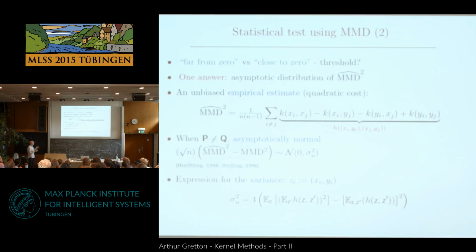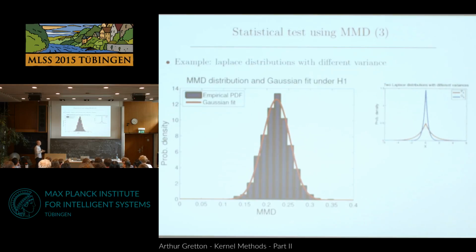If I repeated my experiment many times, so I've got my samples from P and Q, I compute the distance, I repeat it, then what would my histogram of distances look like? Well, it would be distributed according to a Gaussian distribution whose mean was the population distance, like the infinite sample limit distance of P and Q, and whose variance is this expression here, which is a function of the kernels. Okay? So let's see what that looks like.